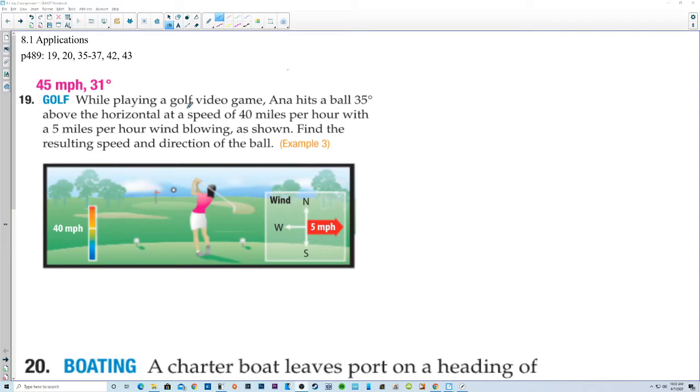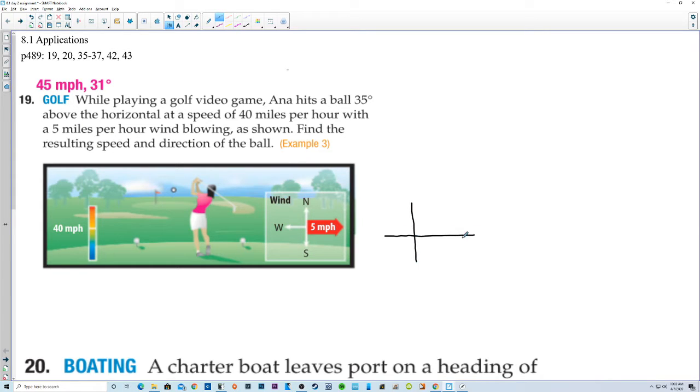Number 19, while playing a golf video game, Anna hits a ball 35 degrees above the horizontal at a speed of 40 miles per hour with the 5 miles per hour wind blowing, as shown. Find the resulting speed and direction of the ball. So the wind is blowing straight east.